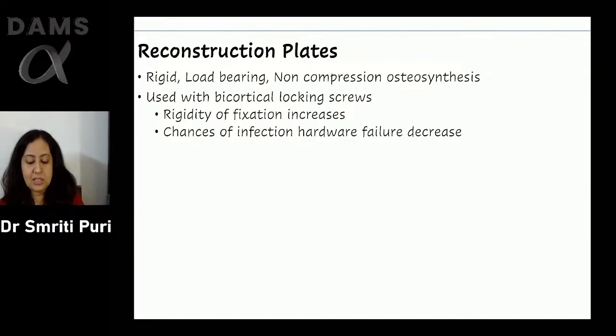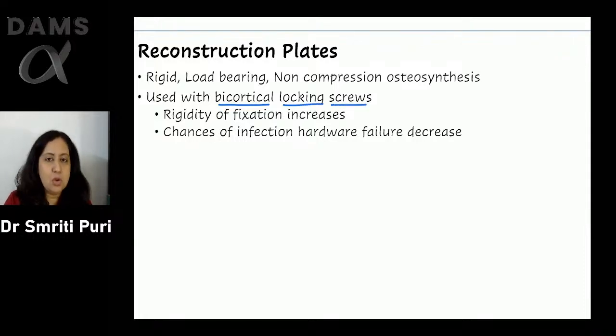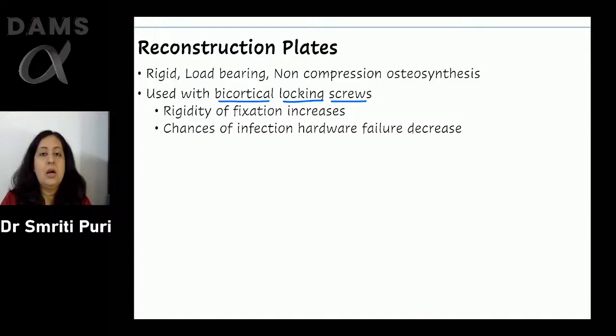I have given the classification of fixation devices. You can go and revise that. Now it is mostly used with bicortical locking screws. It can be used with non-locking screws also, but to give it more stability and rigidity, it is used with bicortical locking screws. And what is the advantage of bicortical locking screws? Rigidity increases and chances of infection and hardware failure decrease.